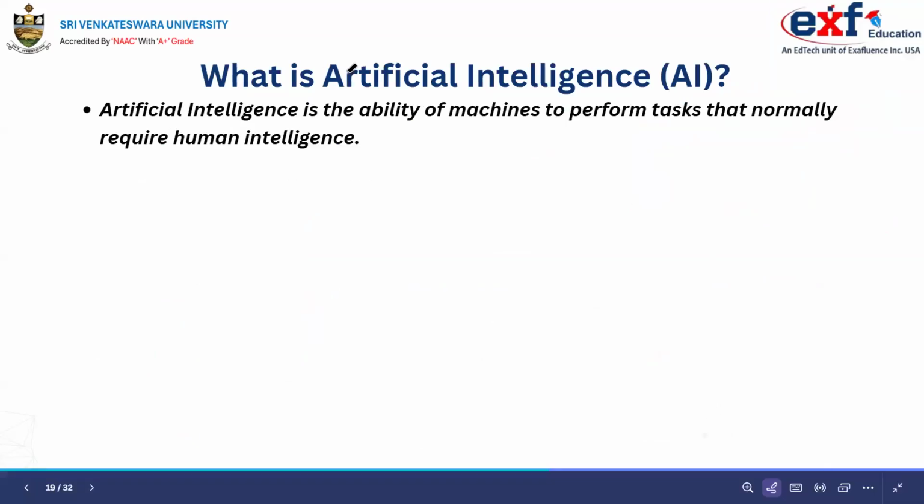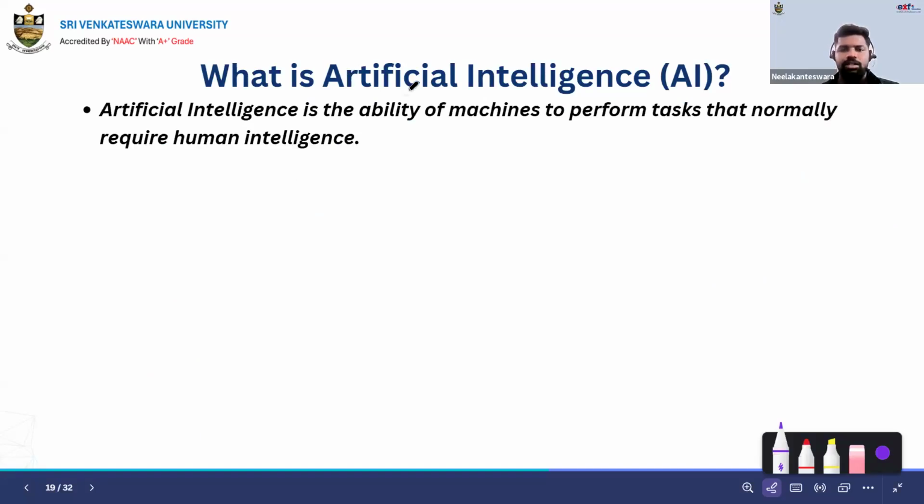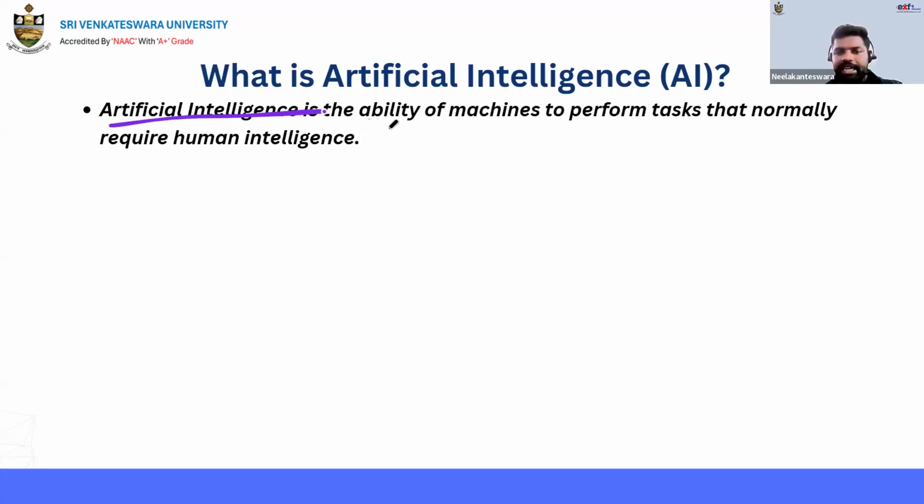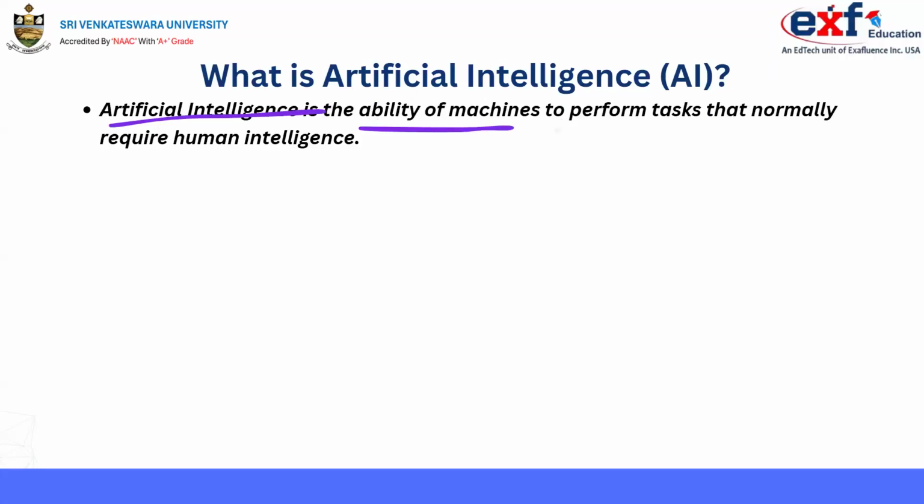What is AI, or artificial intelligence, whatever you call it? Artificial intelligence is nothing but the ability of machines to perform tasks like humans, which normally need human intelligence. But with AI, we are giving machines the ability to perform tasks or any work without any human involvement. That is nothing but artificial intelligence.